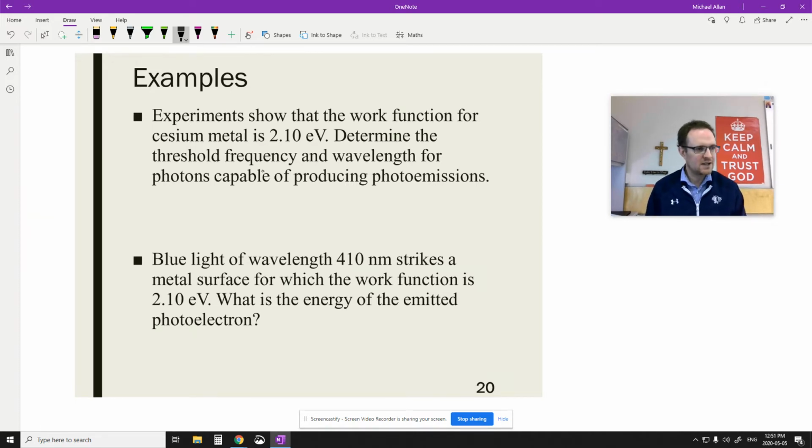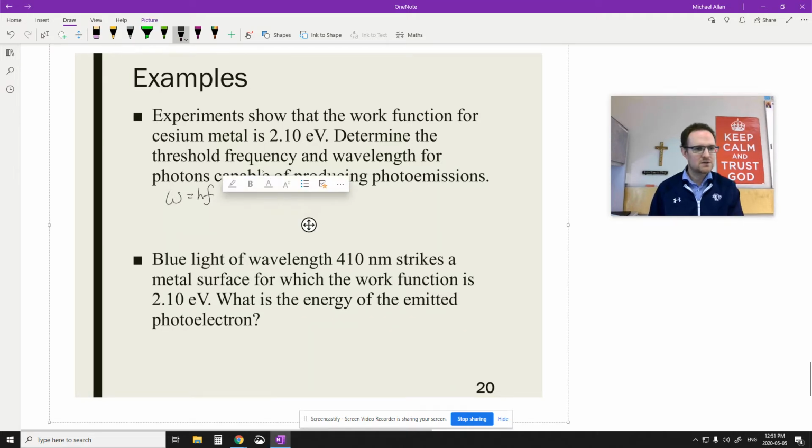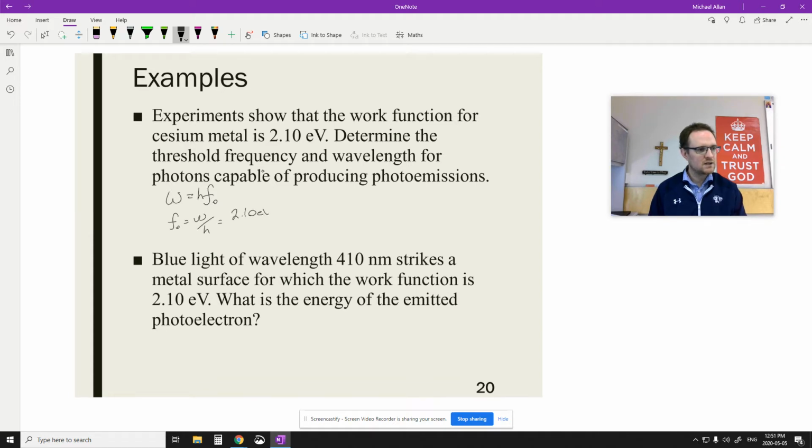So this is my work function, okay? So that's W. I can use hf, or I can use hc over lambda. I'm not going to do that. I'm going to do something slightly different here. I'm going to use this formula first to find my threshold frequency, my f naught. So work divided by h. So 2.10 electron volts divided by, because this is electron volts, the 4.14 times 10 to the negative 15. So I get a threshold frequency of 5.07 times 10 to the 14 hertz.